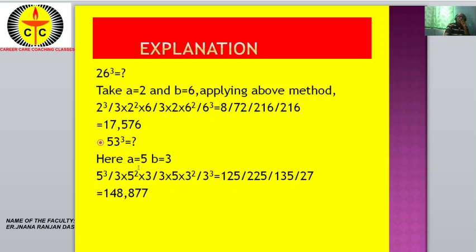Similarly, we can find the cube of the number 53. Here a is equal to 5 and b is equal to 3. Similarly, you can write a cube, 3a square b, 3ab square, b cube. Carrying forward the number, keeping one digit here, carry forward the rest of the digits to the next successive places. We can find that the cube of the number 53 is 148,877.